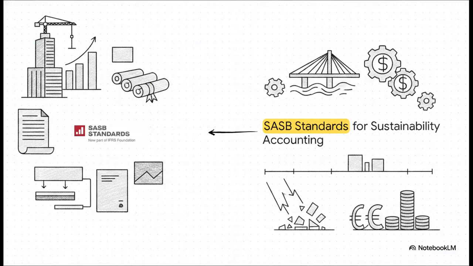Now, to truly grasp all of this, we need an authoritative framework. So our source material today is the SASB Industry Standard for Engineering and Construction Services. These are rigorous sustainability accounting standards maintained by the International Sustainability Standards Board that investors actually use to evaluate a company's risks. So this isn't just theory, right? This is the exact standardized handbook used to quantify the massive risks of designing and building global infrastructure.